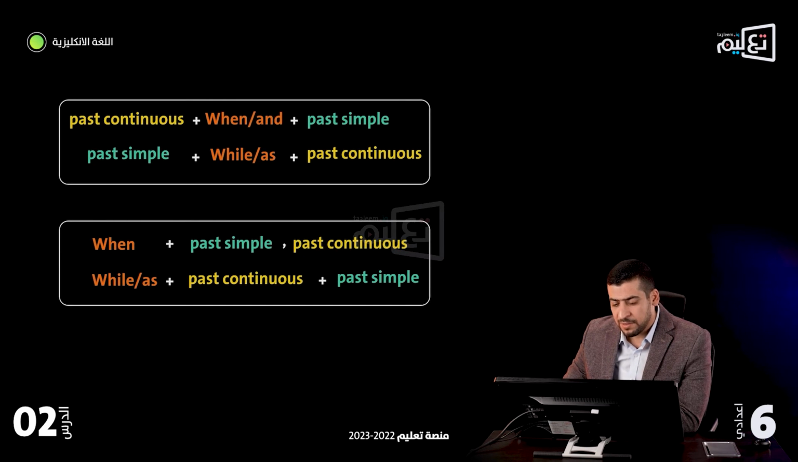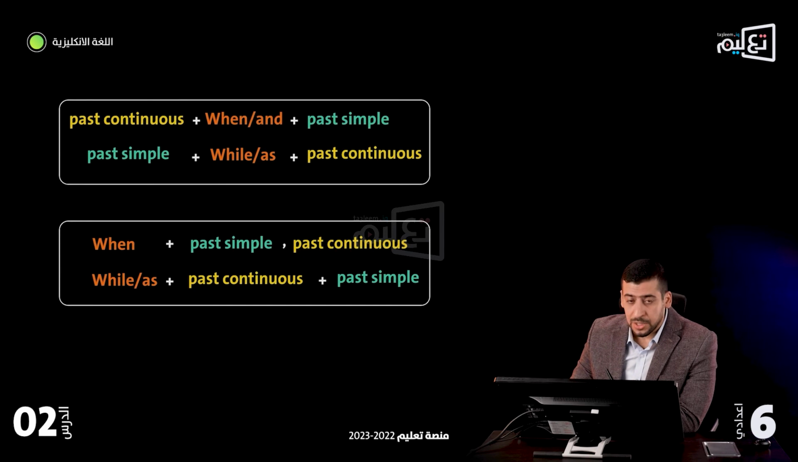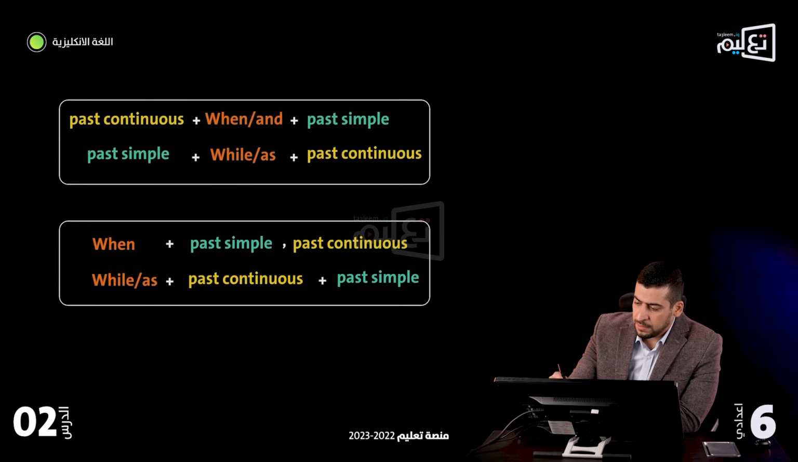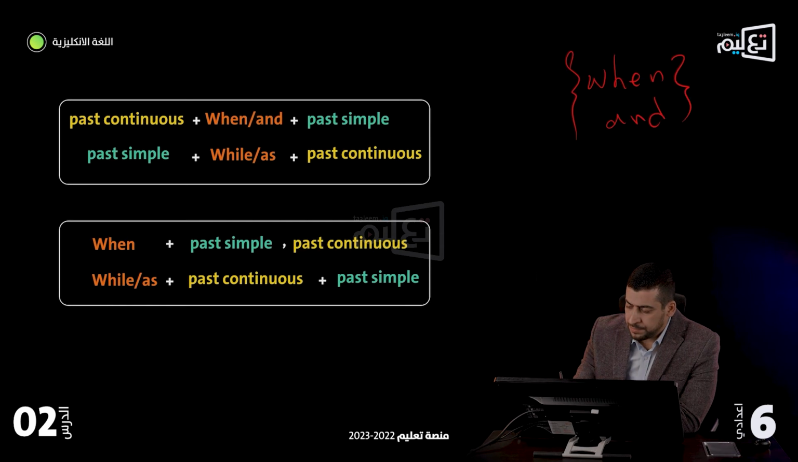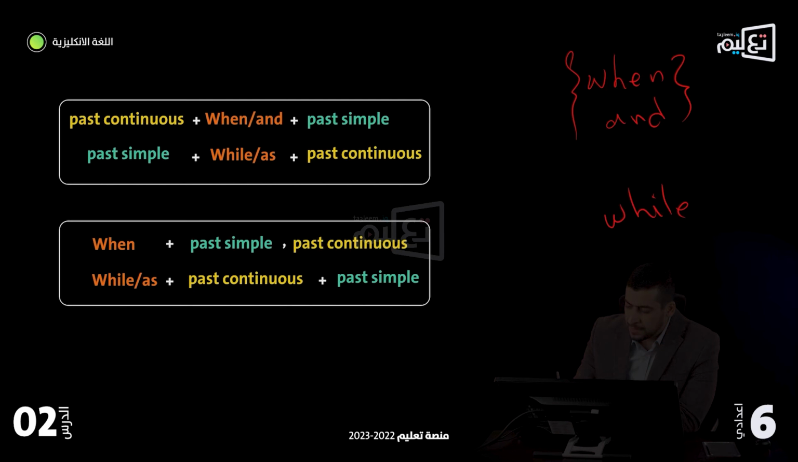In these tenses, we have four conjunction tools. We have when, and we can categorize it with the other one. And we have while and as. Also, we can put those together because they have the same behavior or the same action.